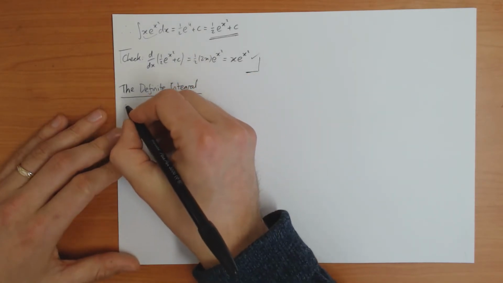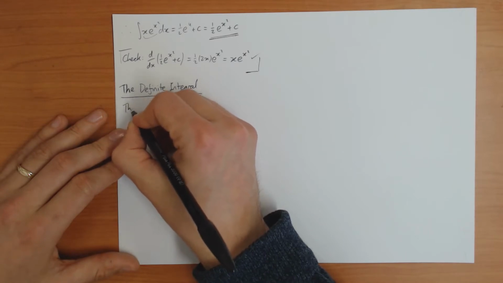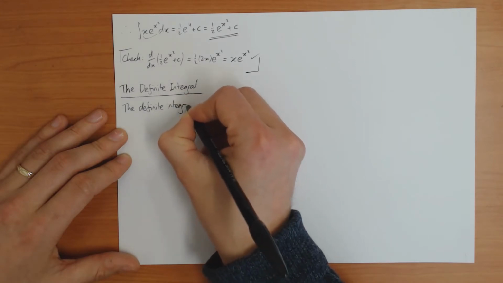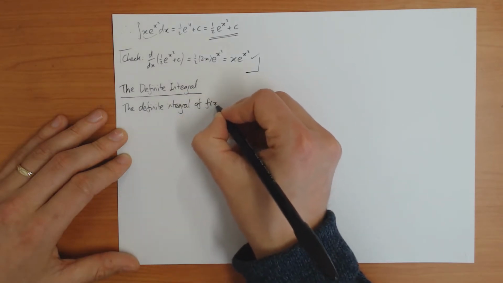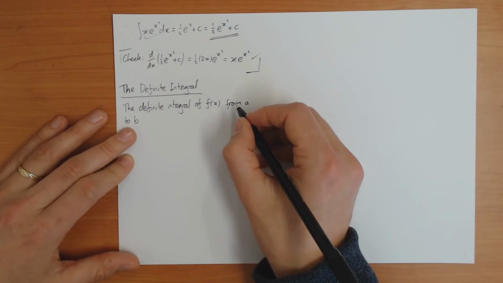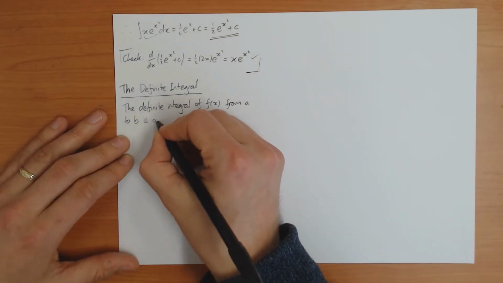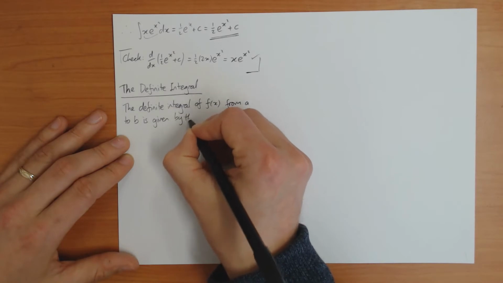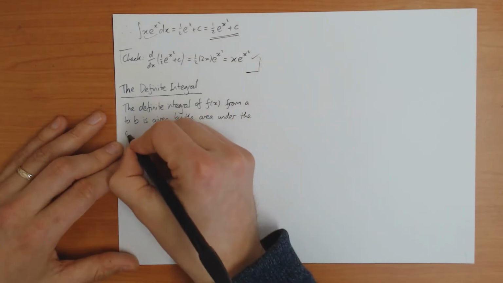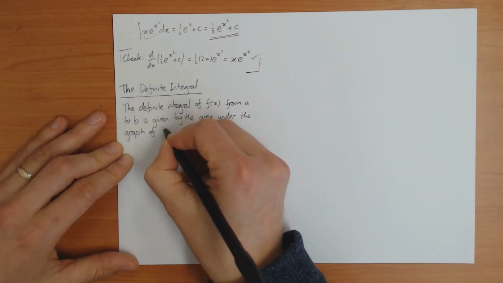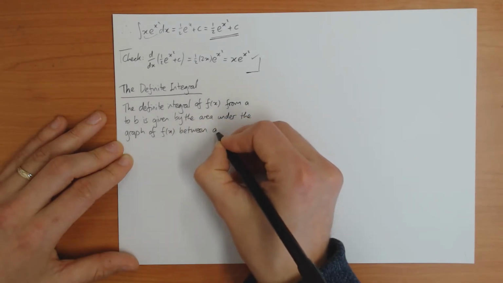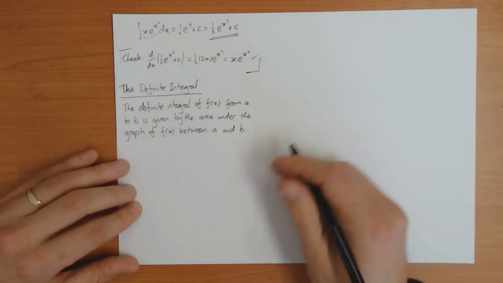In particular, the definite integral of some function f of x from a to b, where a and b are two real numbers, is given by the area under the graph of f of x between a and b. Okay, so that's the definition in words.